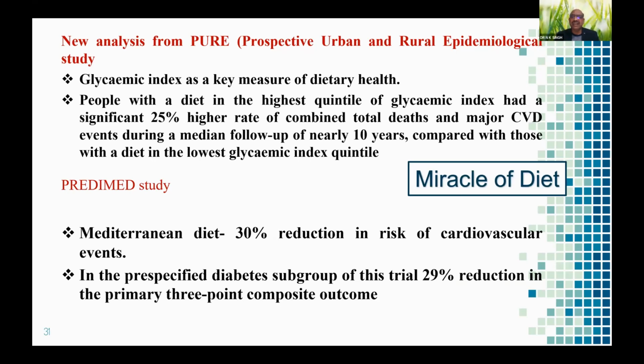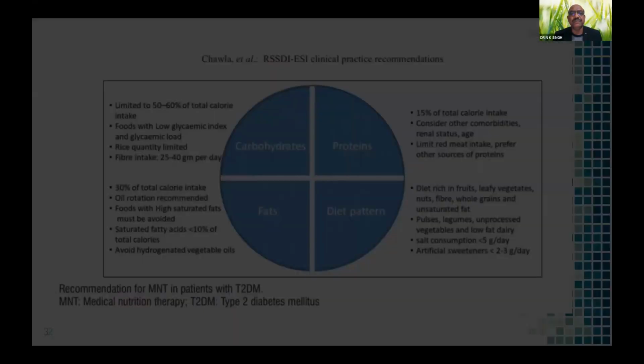People with a diet in the highest quartile of glycemic index had a significant 25% higher risk of combined total deaths and major CVD events during a median follow-up of nearly 10 years compared with those with a diet in the lowest glycemic index quartile. So you tell your patients about the glycemic index so they choose very intelligently. And the PREDIMED study is showing that if you follow the Mediterranean type of diet, this gives you a 30% reduction in the risk of cardiovascular events. In the pre-specified diabetic subgroup of this trial, a 29% reduction in the primary 3-point composite outcome was found.